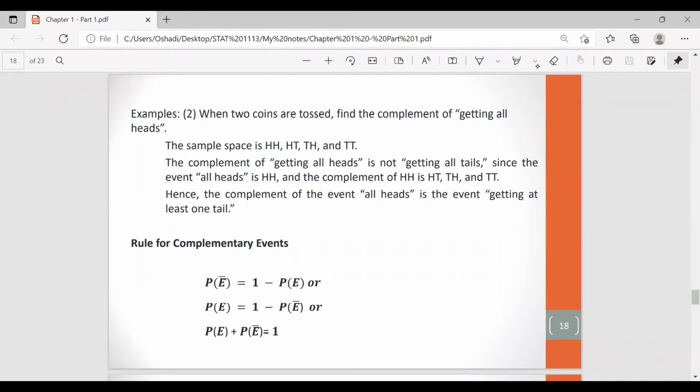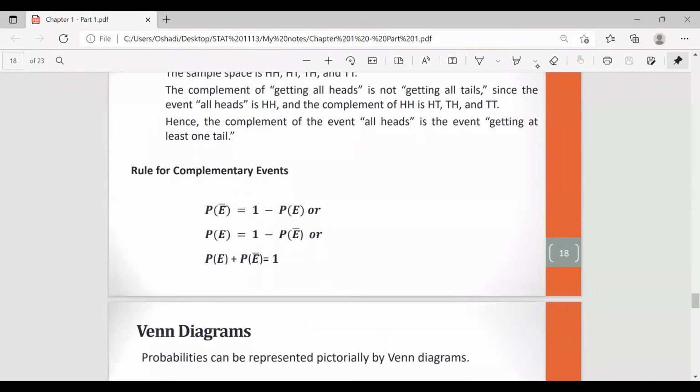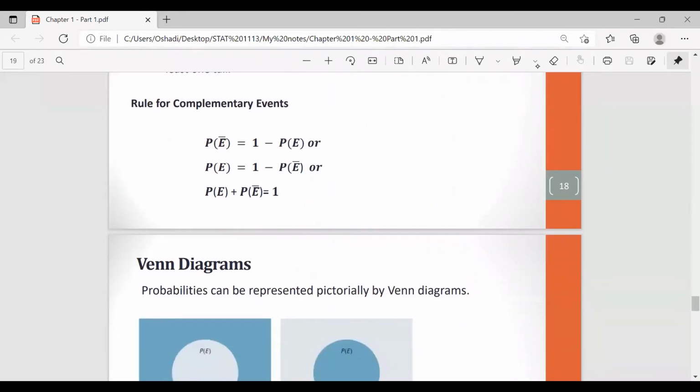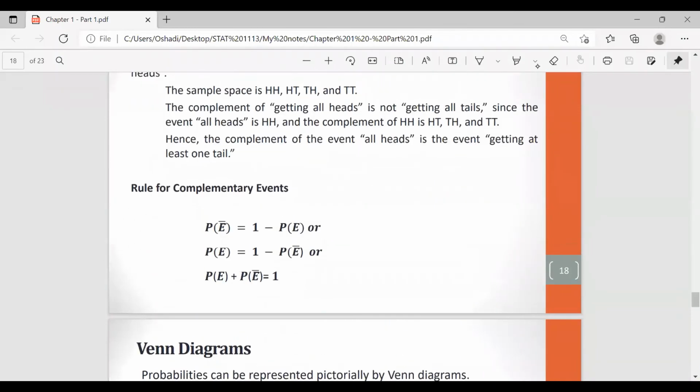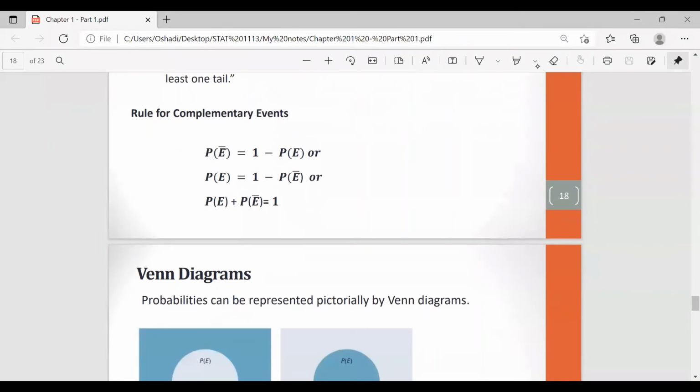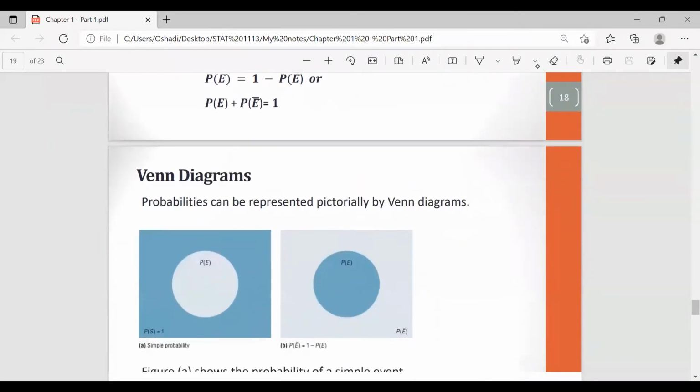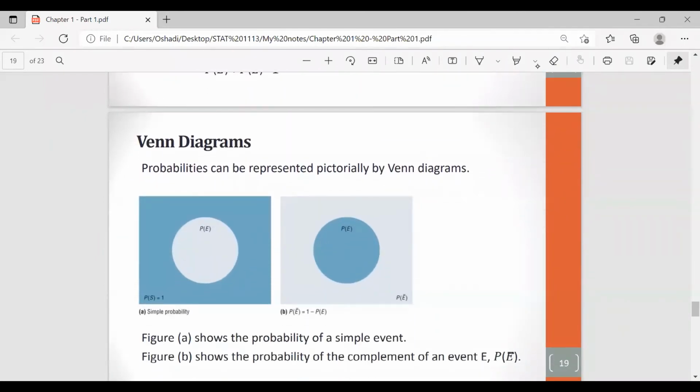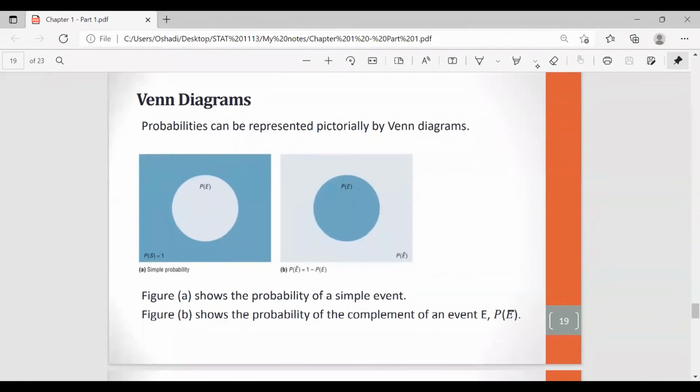Okay. So these are very basic things. When you go to the next chapters, it's going to be somewhat complex. So if you have the basic idea, it's easy to handle the course in future, right? You know the Venn diagrams as well. The probability values can be represented pictorially by Venn diagrams.